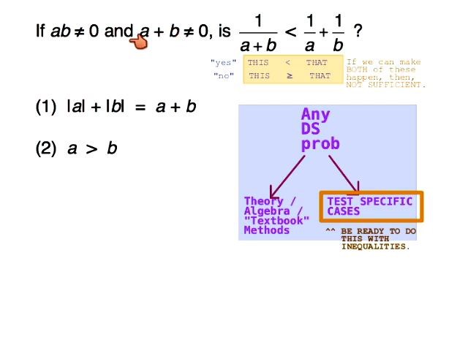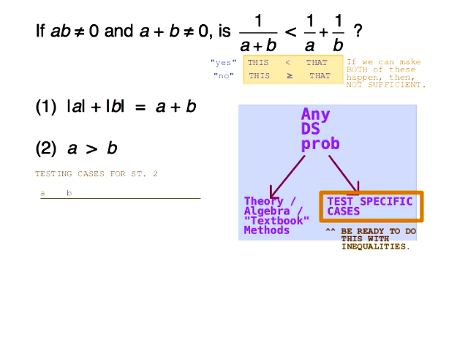So let's test some cases. We need to make sure that these are true. So yeah, we can use 2 and 1. Because you can do statements in either order, it makes sense to just knock out statement 2 first, right? So let's test cases for statement 2. Let's use 2 and 1, sure, right?